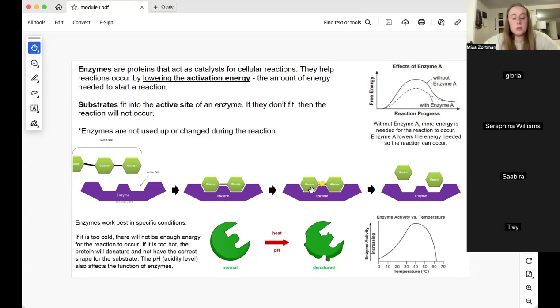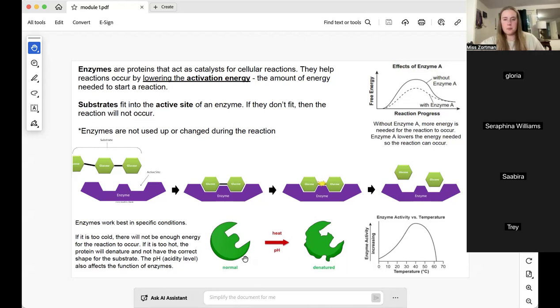Now, enzymes only do work in specific conditions, which you can see down here. So if it gets too hot or too cold, or it gets too acidic or too basic or too neutral, whatever the pH level might be that it works best in, it is going to denature, which you can see here is when it just kind of starts to crumble apart. It's not going to work anymore. Okay. The spot where the substrate fits in, so the molecule that's going into the enzyme is called a substrate, is called the active site. That's where the activity takes place.